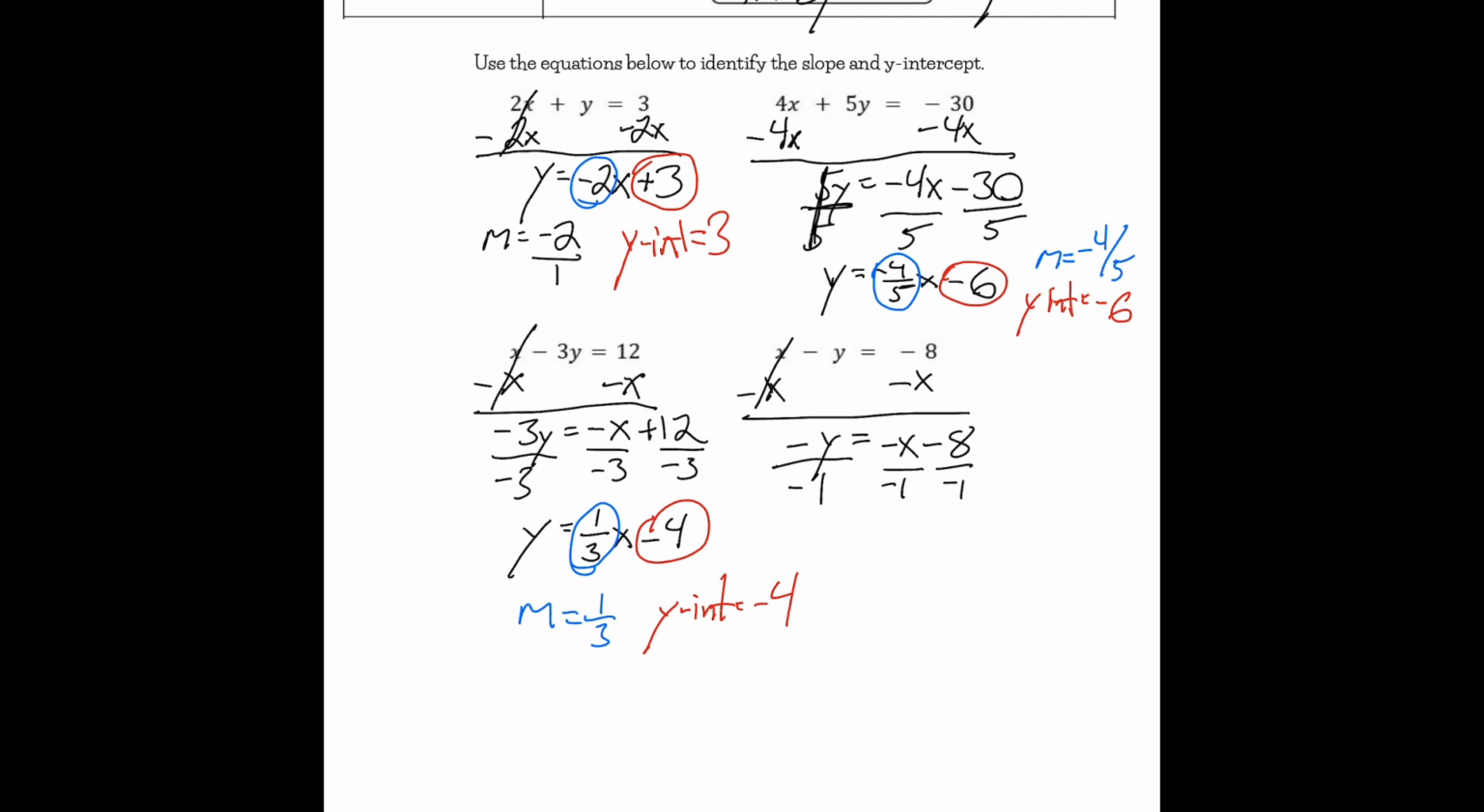Negative 1 divided by negative 1 is a positive 1y, so y equals negative 1x divided by negative 1 is a positive 1x. Negative 8 divided by negative 1 is a positive 8. So here we go. My slope isn't 0, right? It's not a 0 that's in front of that x. It's a 1. So my slope equals 1. My y-intercept equals 8.